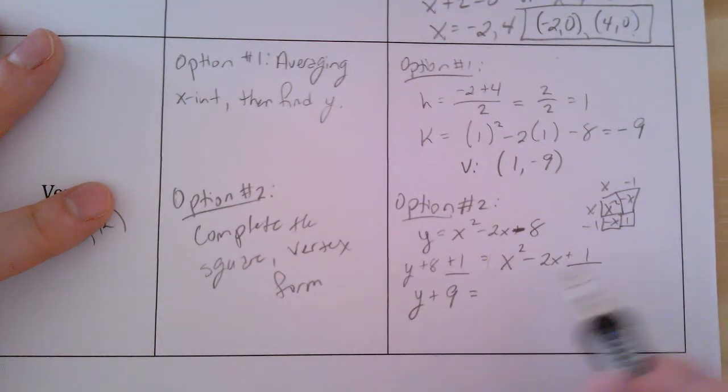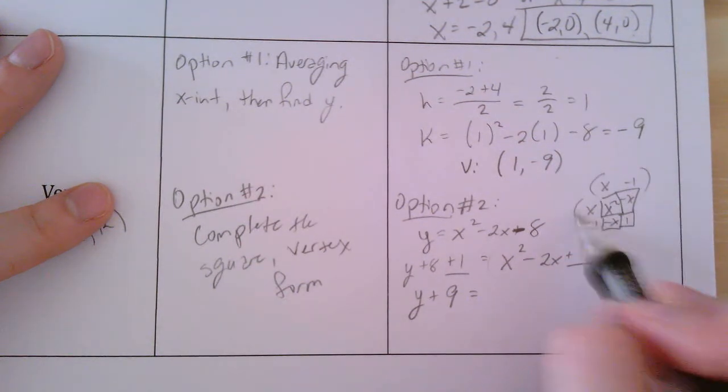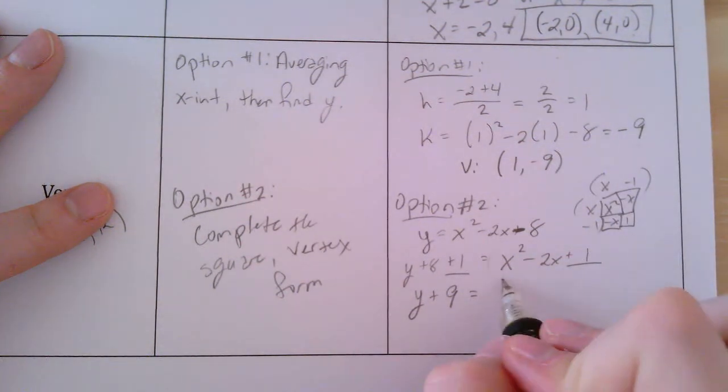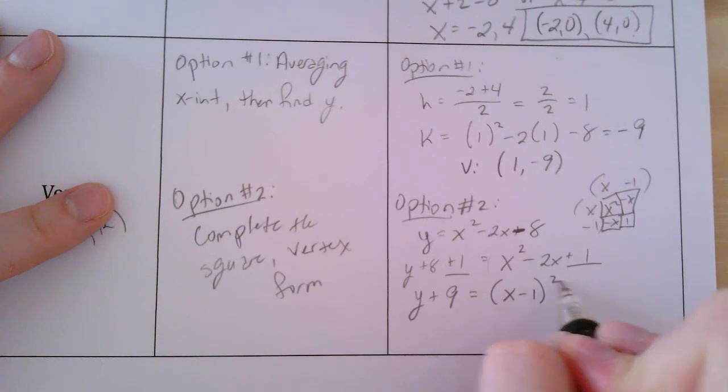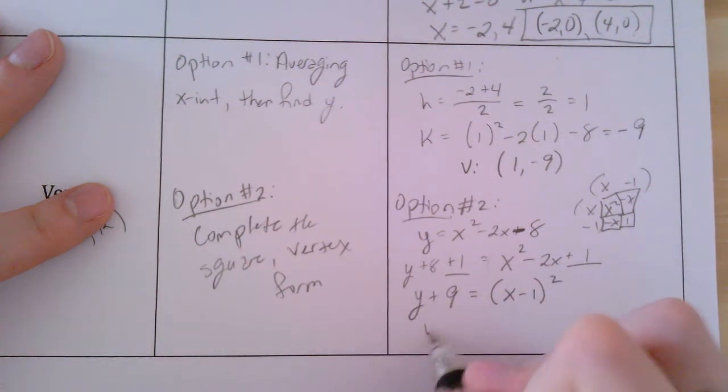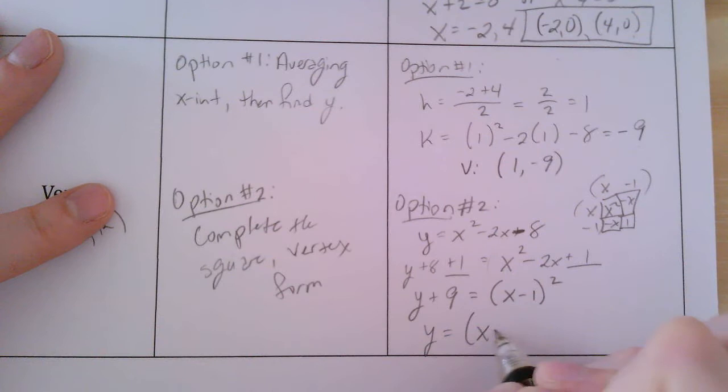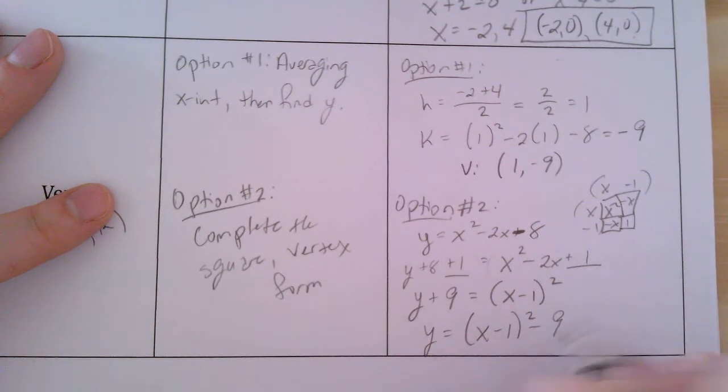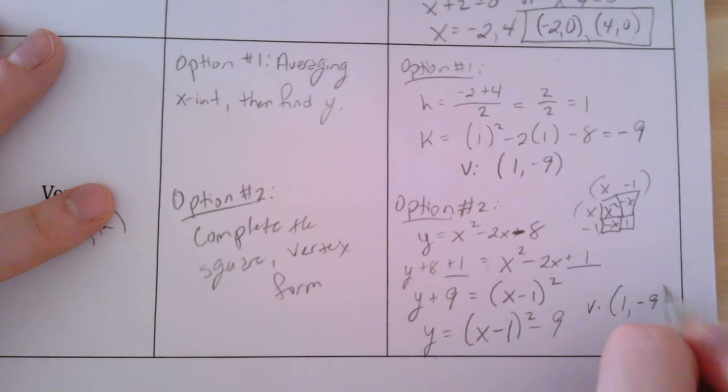And over here, I'm now going to change into writing my area as a product. So it's x minus 1 squared. And then subtract a 9 to the other side in order to get y by itself. And I can see that in vertex form, my vertex is what I thought it was before. It's going to be +1, comma, -9.